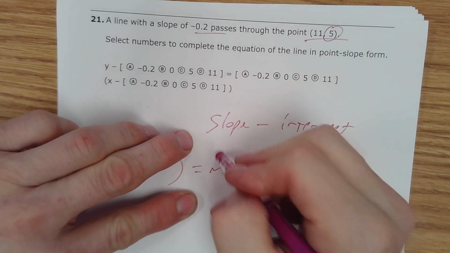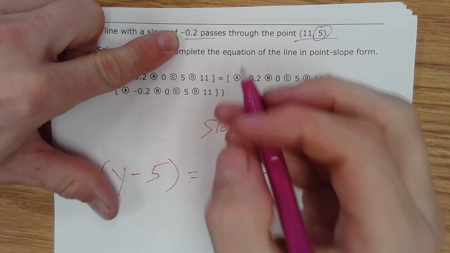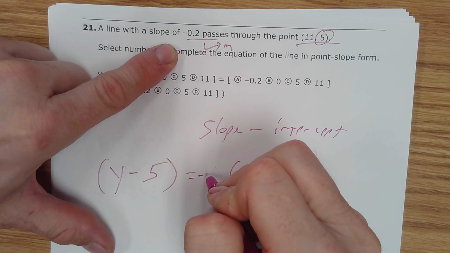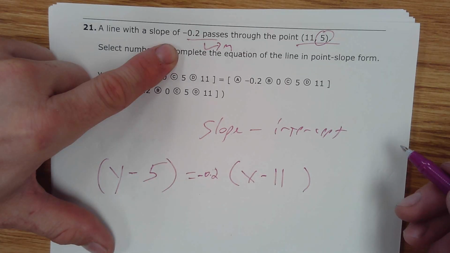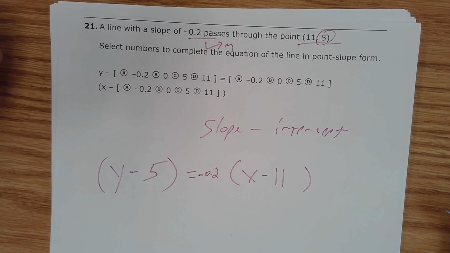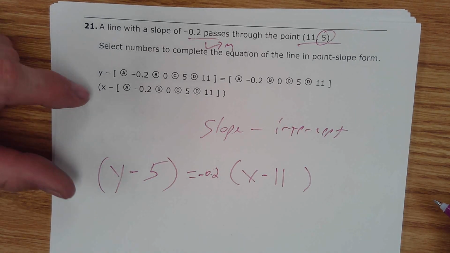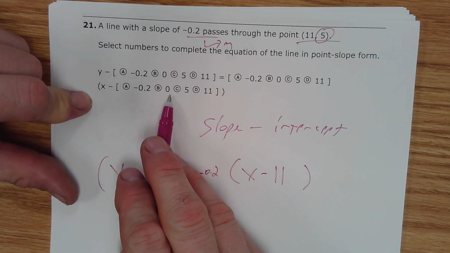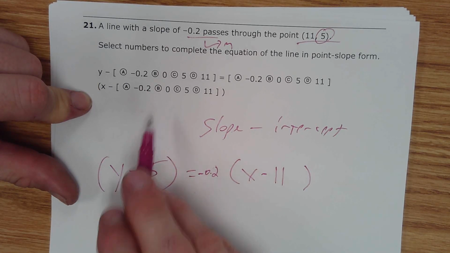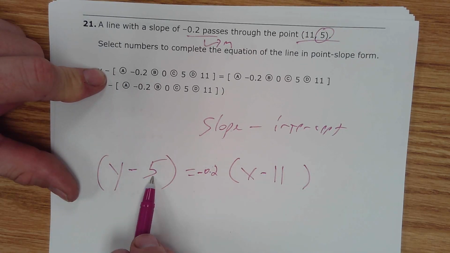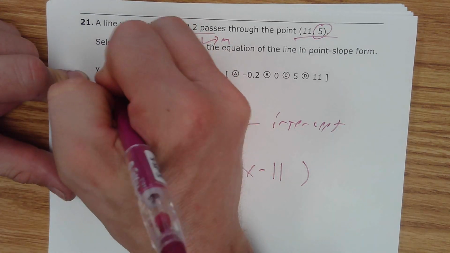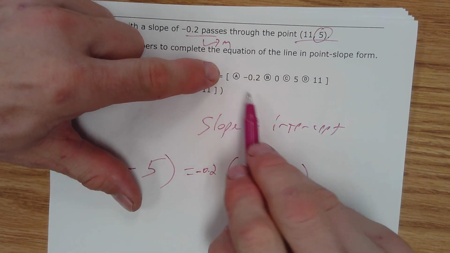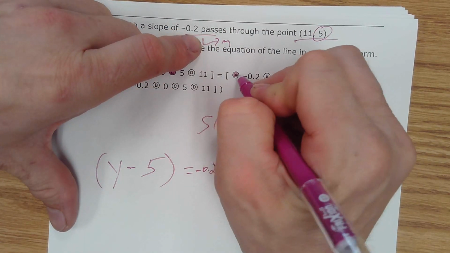Your slope is -0.2 or a fifth. All right, so this is the equation, right? So it's asking me, which one do I pick for each spot? Most of the work's already done. So y minus 5 equals -0.2.